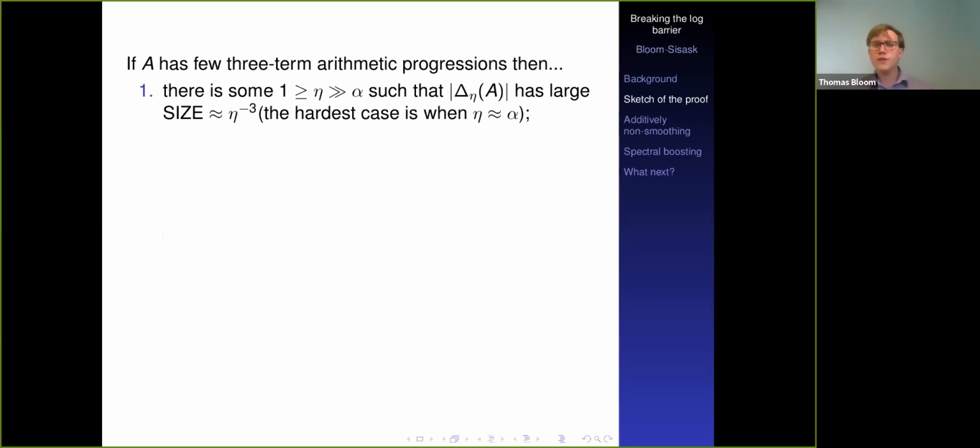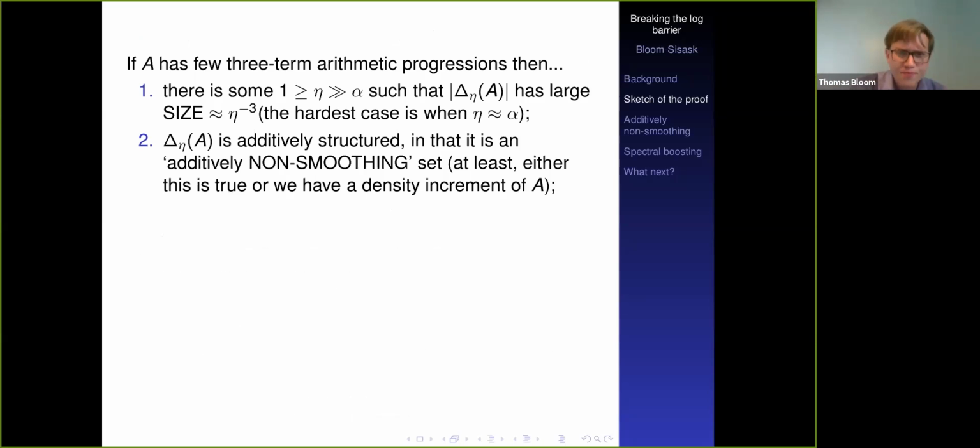So all ranges of eta you do have to deal with somehow, but it turns out, at least for the methods that we use in our argument, the case that forces you to work the hardest is when eta is roughly alpha. Okay, so that's the size step.